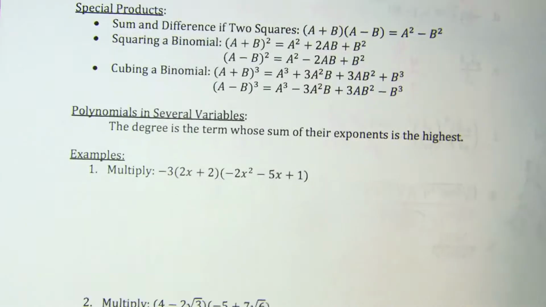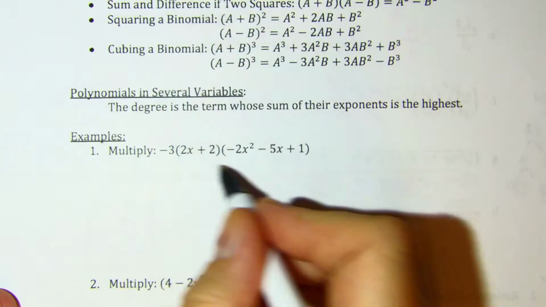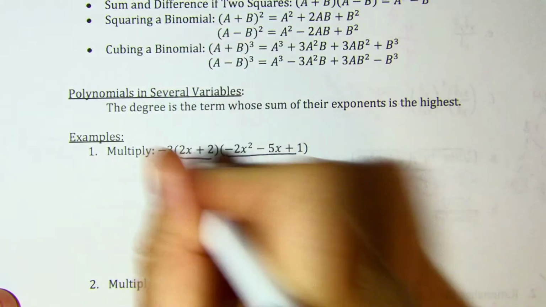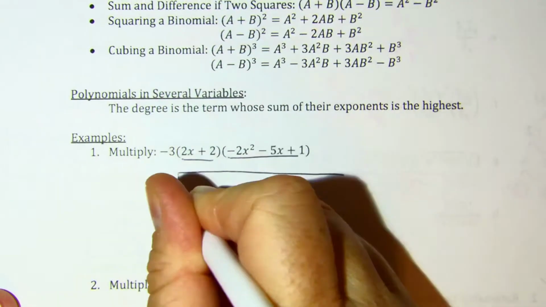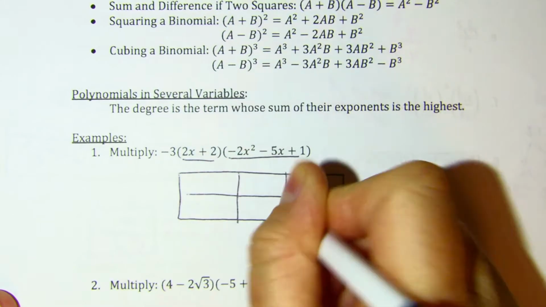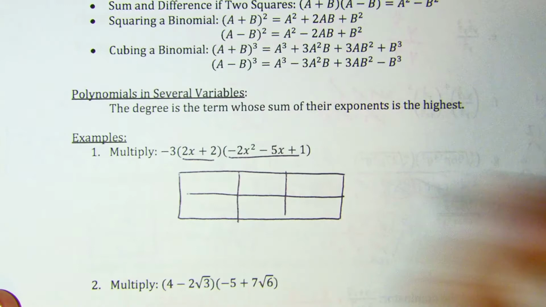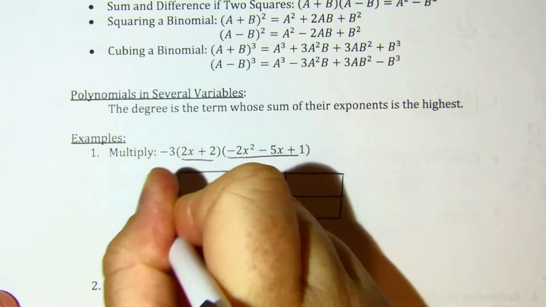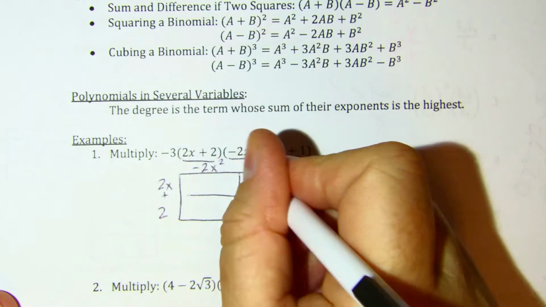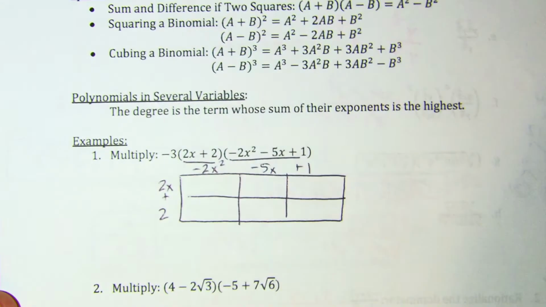All right, let's do some examples. So when I have multiple things to multiply here, I choose 2 of them to start with. And I can use my box method here, and this is why I like it better than FOIL, because I can use it regardless of the size of the polynomials. So 2x plus 2, negative 2x squared minus 5x plus 1.